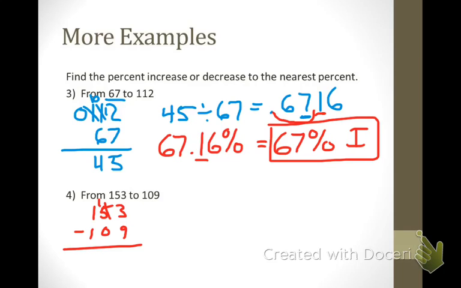All right, and going over the next problem, we're going to subtract 153 and 109. And I'm going to borrow from that 5 to make it a 4. So I have 44 left. And then 44 is going to be divided by 153, because that's the original one that I started with. So 44 divided by 153. And that will give me, when I divide those, 0.2875.